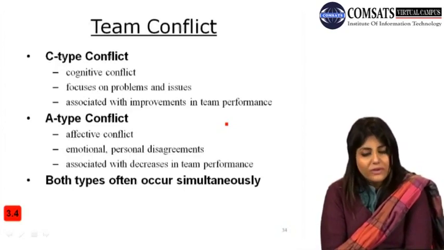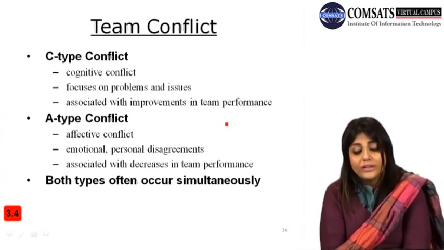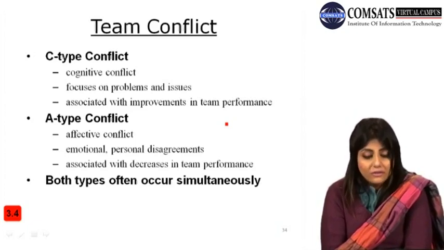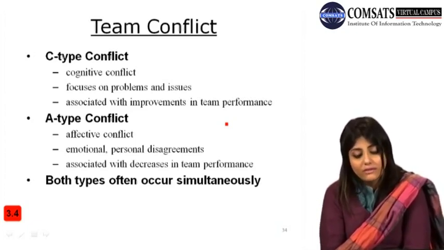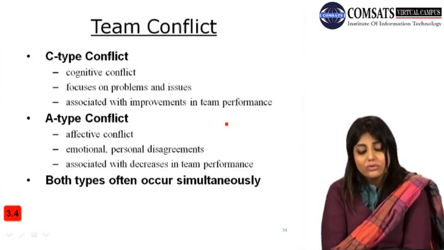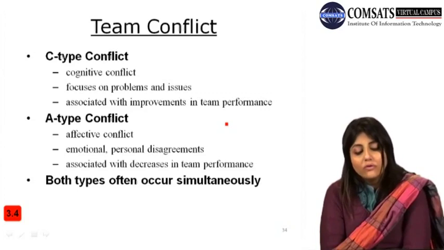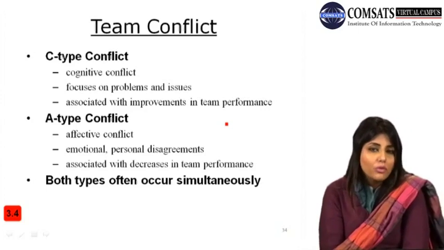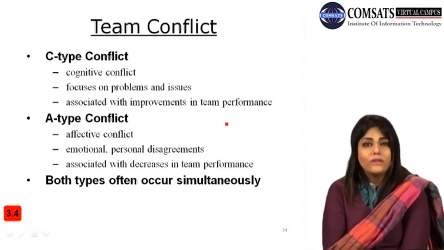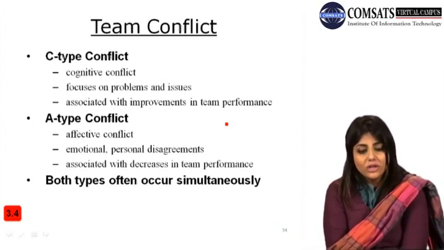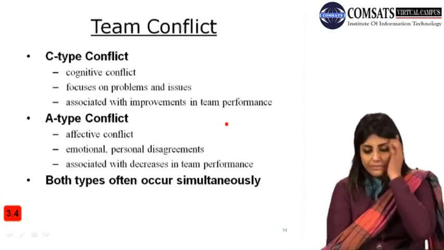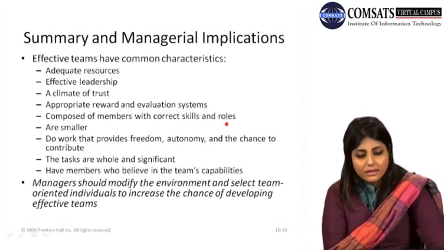Then we have team conflict. We discussed the C-type conflict, which is the cognitive conflict, basically task related, and it improves task performance. And then the A-type conflict, which is more interpersonal and affective, involves emotional and personal disagreements, and is associated with a decrease in team performance. And both types of conflicts can occur simultaneously, of course, right? Normally, a low to moderate level of C-type conflict is functional, but if there is a high level of C-type conflict, it can give rise to A-type conflict as well, right? So they both can occur that way.